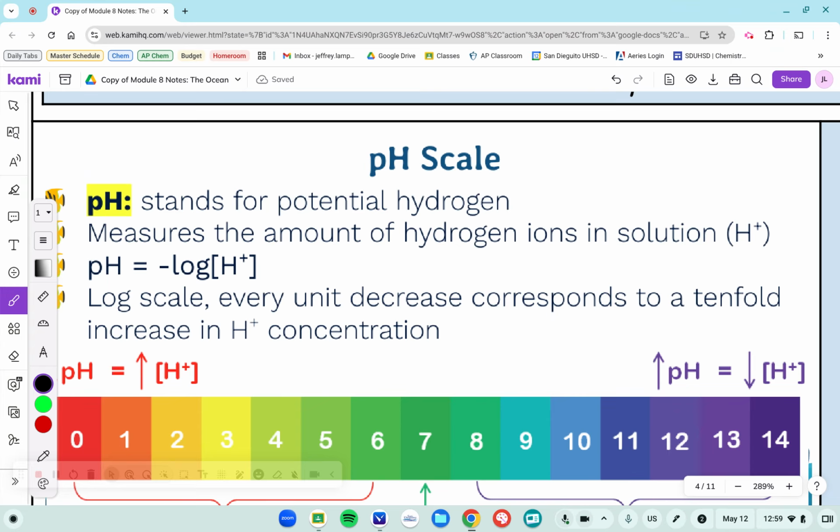Now, the only thing that's weird is because of this mathematical operation, when pH is low, like around 0, that means the concentration of H+ is really high. When the pH is high, at like 14, that means the concentration of H+ is really low. Now, this is kind of the reverse of what you'd expect, right? When pH is low, H+ is high. When pH is high, H+ is low. You got to remember that in your head, that it's a flipped scale. Does that make sense so far?